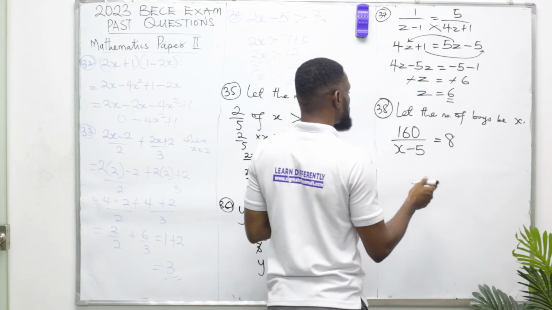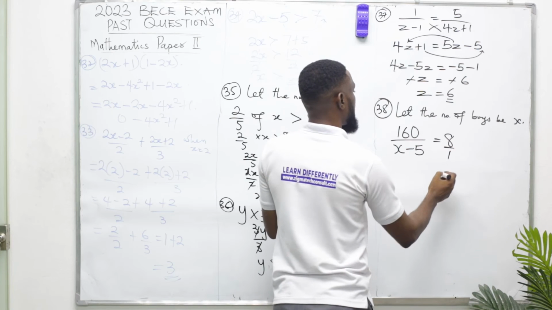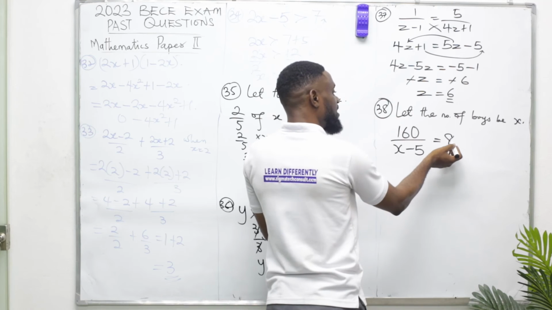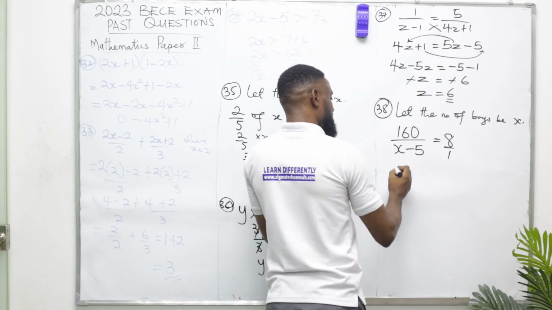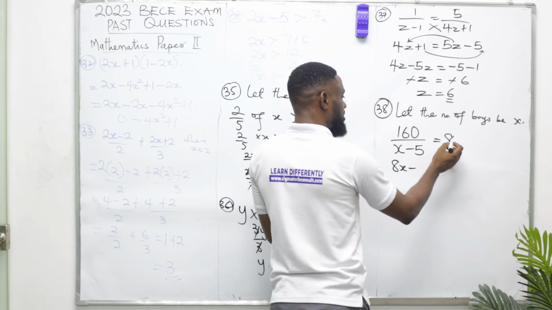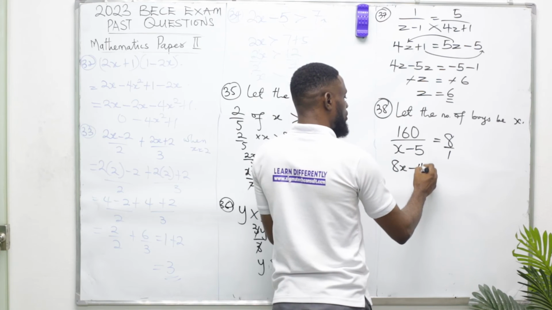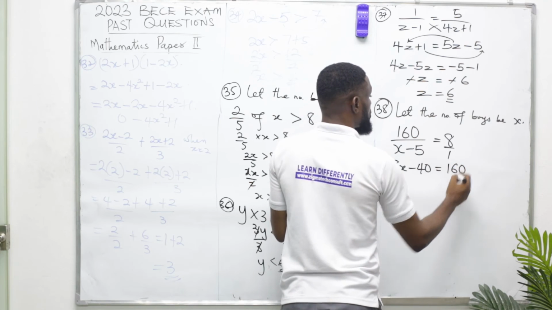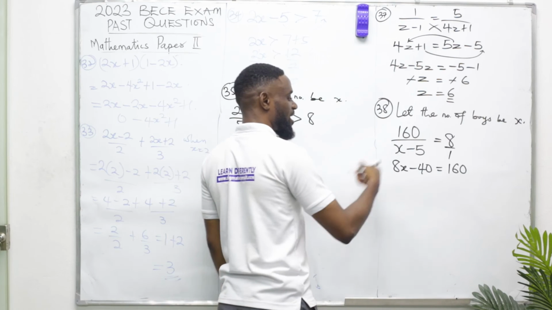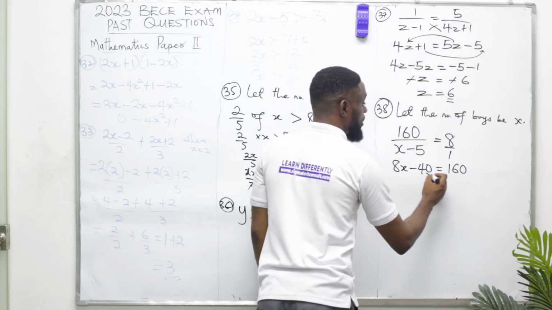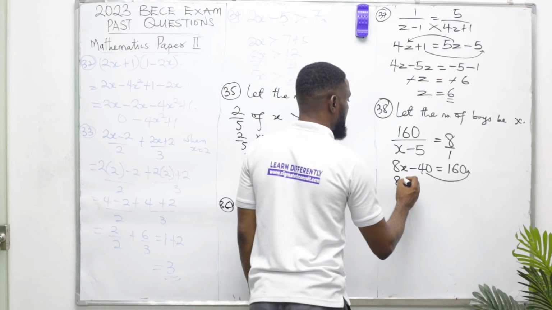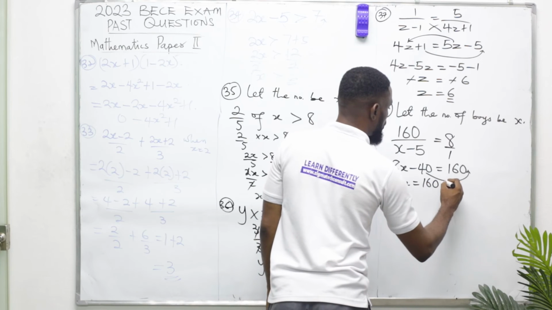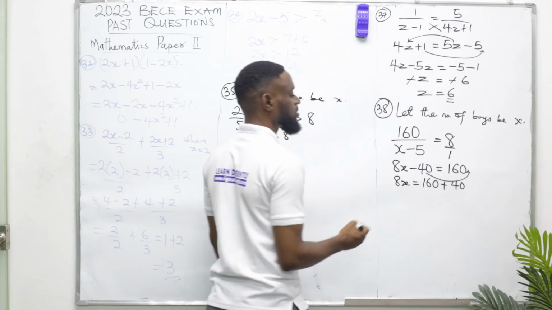All right. So this is cross multiply. So this is 1 times all this, or let's use 8 times all this, right? 8 times x is 8x minus 8 times 5 is 40, is equal to 160 times 1, which is 160, right? All right, so we can take like terms now. So this is 8x, right, is equal to 160 plus 40. Is that okay?